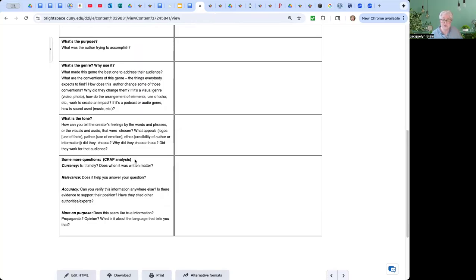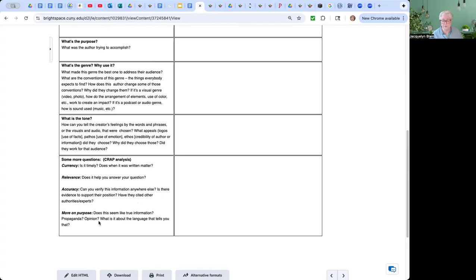Okay. And then there are some more questions here. The acronym is CRAP analysis. It's not my acronym. I got it from a guy who teaches at a Jesuit university, but these are also important. Is it timely? Does it matter when it was written? If you're researching contemporary technology and you find an article from 1998, it's probably not going to help, right? So you can skip that unless you want to do some history too. Relevance: does this source help answer your question or not? Can you verify accuracy? Can you verify this information anywhere else? Is there evidence supporting what they're saying? Have they cited other authorities and experts?